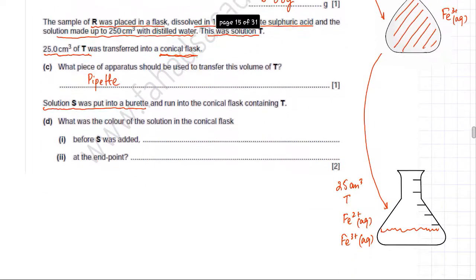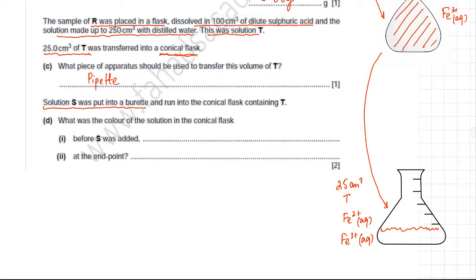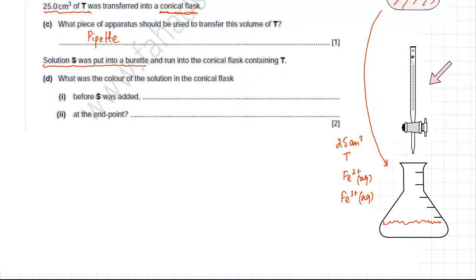So let's draw a burette and fill it with this solution S, which is 0.02 mol per dm³ potassium manganate(VII). So here is my burette, and I'm going to put solution S in this burette, which is basically KMnO4. So KMnO4 is put into this burette, and my flask contains these Fe2+ and Fe3+ aqueous ions. They are present in this solution over here. Now the next part of the question states he's adding KMnO4 to this flask.